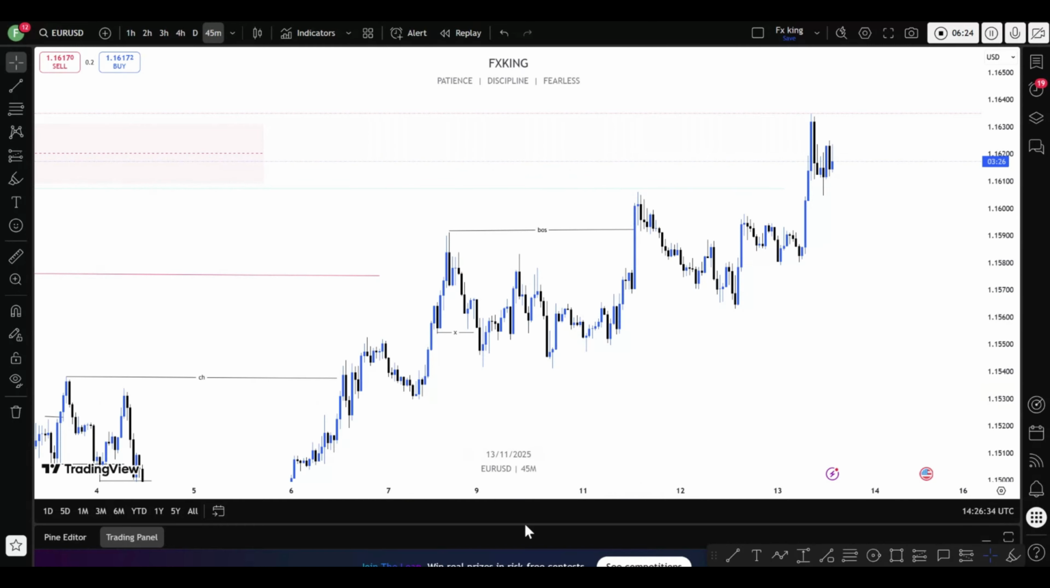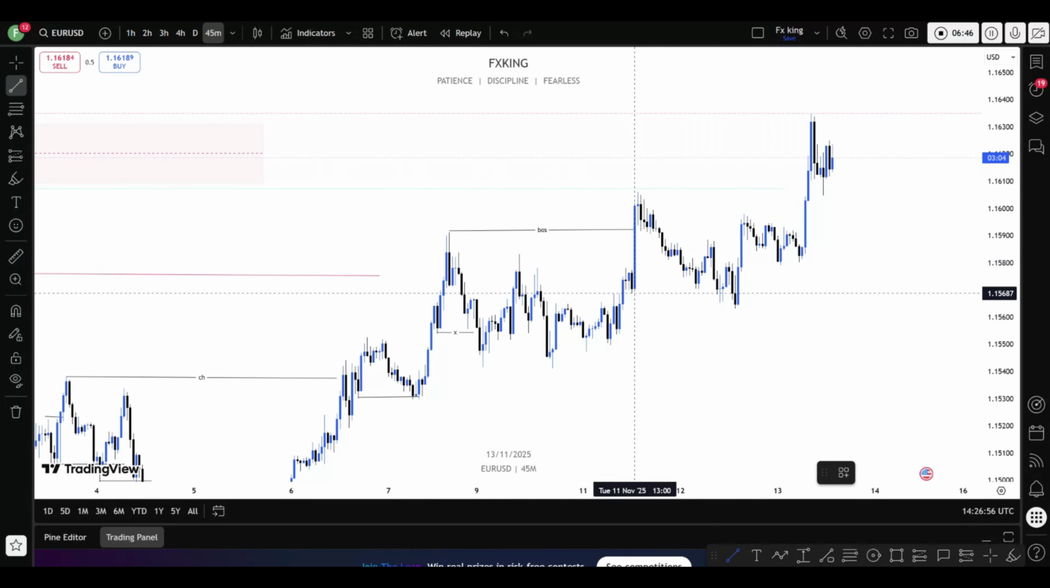Here, if you look critically, the reason why I wanted to consider this was because of this pullback here. But now this pullback is an inside pullback, right? It occurred inside this bigger pullback, so this will not really be valid. So that is the reason why I did not consider that. So this is our first break of structure here.